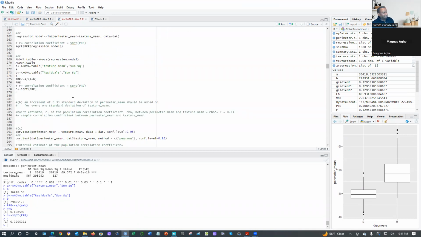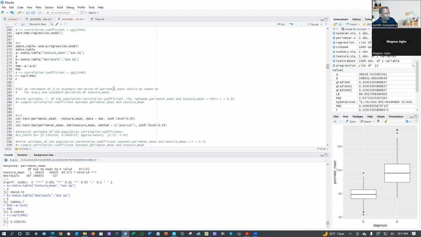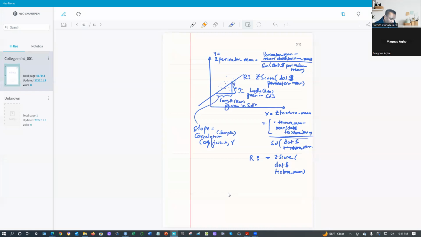An increment of 0.33 standard deviations of perimeter mean should be added on for every one standard deviation of the texture mean. Like that, okay? Or point estimate r of the population correlation coefficient rho. Now I'm going to add a new thing here. This counterpart is called the population correlation coefficient, which is denoted by rho, the Greek letter rho.